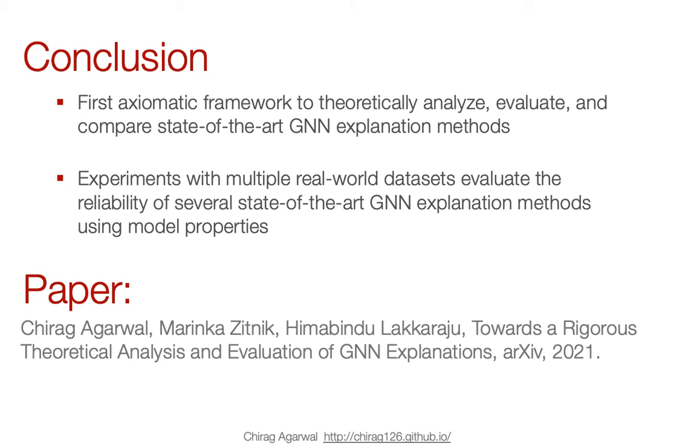To conclude, our work presents the first axiomatic framework to theoretically analyze, evaluate, and compare state-of-the-art GNN explanation methods. Our experiments with multiple real-world datasets evaluate the reliability of several state-of-the-art GNN explanation methods using model properties like faithfulness, stability, and fairness. We further show how some GNN explanation methods perform on par or worse than random explanation techniques. Our paper for this work is up on arXiv.